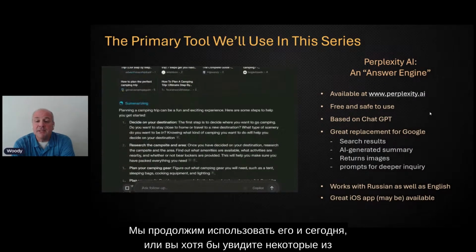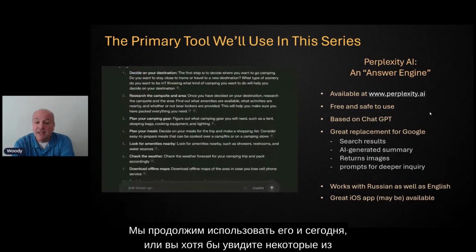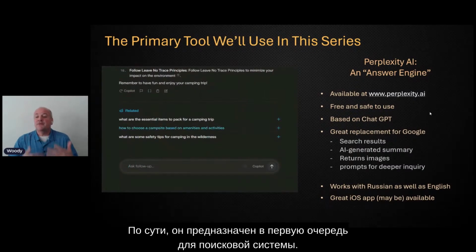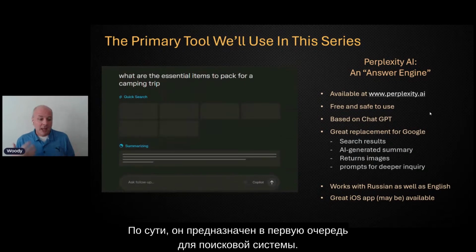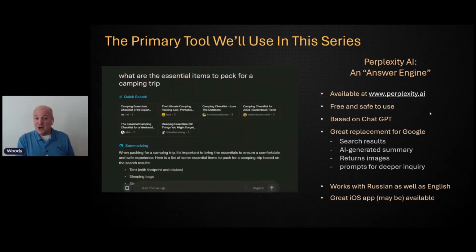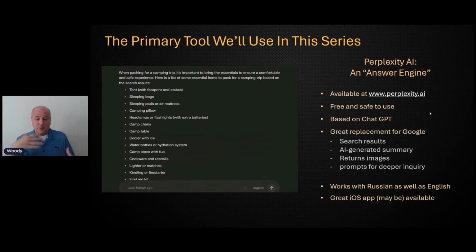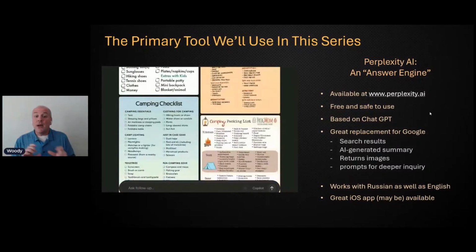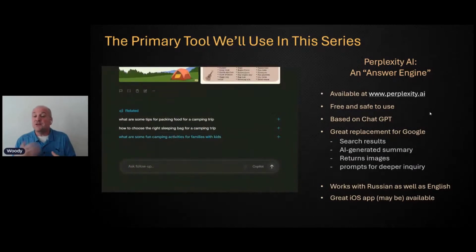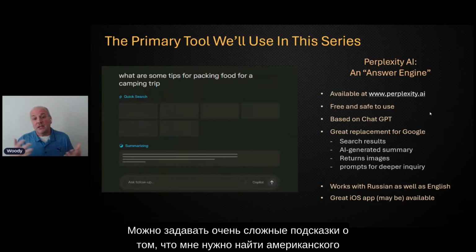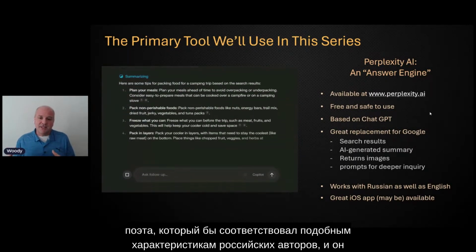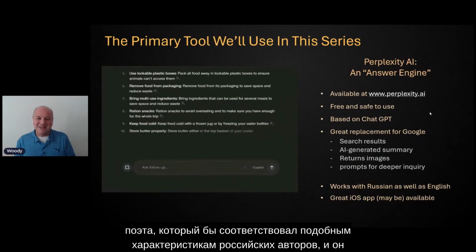Perplexity AI is basically designed to be a search engine first, a power search engine. You can put in very complex prompts about, I need to find an American poet that matches up with these kind of characteristics around Russian authors, and it will go out and find those kinds of things much faster than Google. It's also got additional functionality that I'll expose more in our academic research presentation next week.